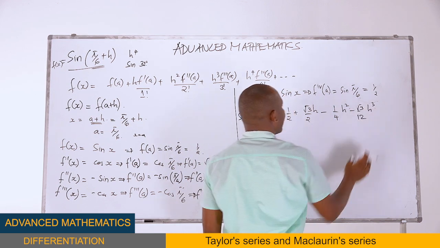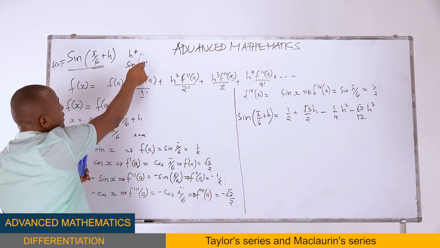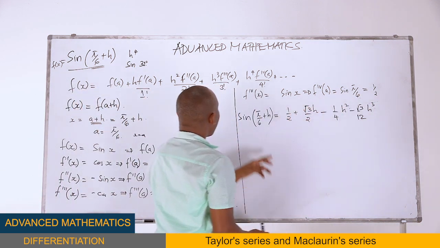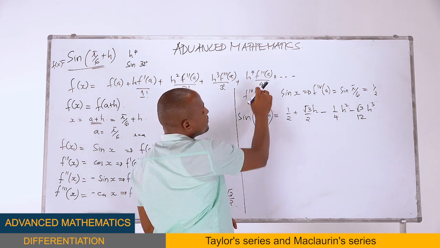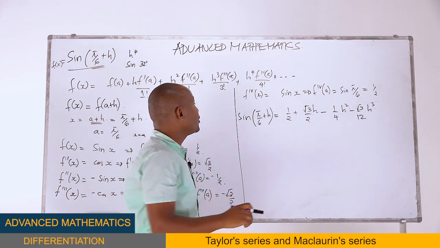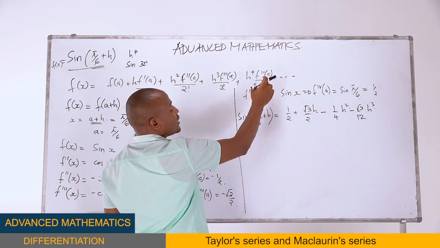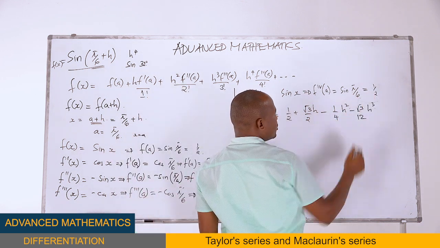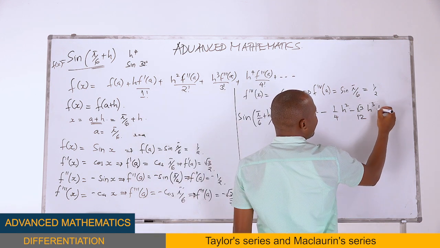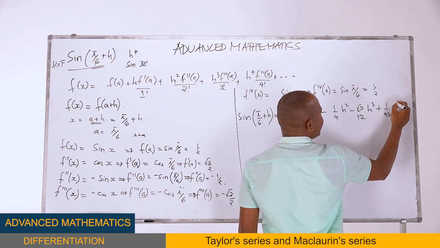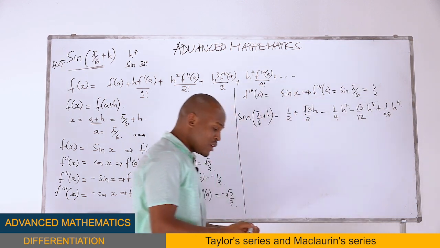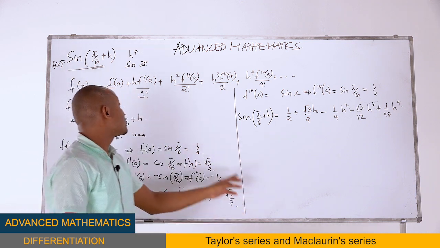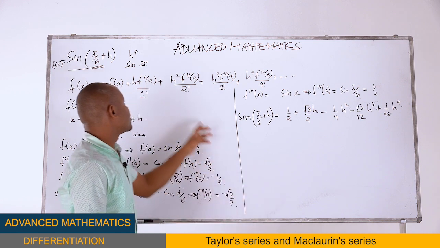Then let's see the next term, h raised to 4. The last one is a half, over 4 factorial. A 4 factorial is 4 times 3 is 12, times 2 is 24, then times 2 gives 48. Then it will be plus 1 over 48 h raised to 4. This is the expression that we are told to find, expanded up to h raised to 4.